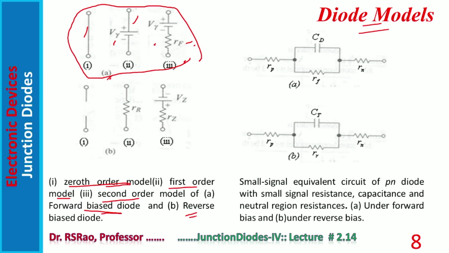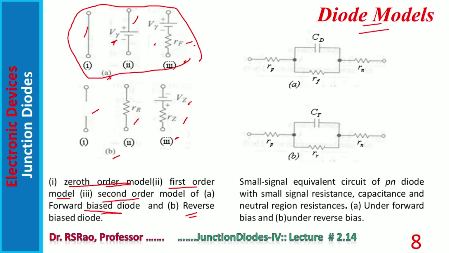Models that are suitable for a reverse bias diode are given in B. 1, 2, 3. Out of the three, of course, the third one is more exact when compared to the remaining two. Here we have used certain sources, V gamma and Vz. V gamma stands for cut-in voltage, Vz stands for Zener voltage.